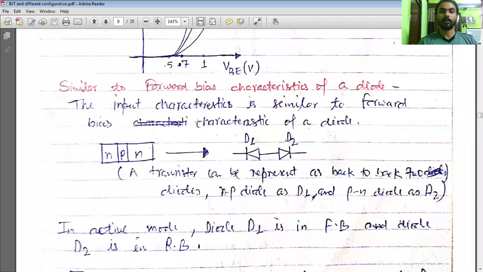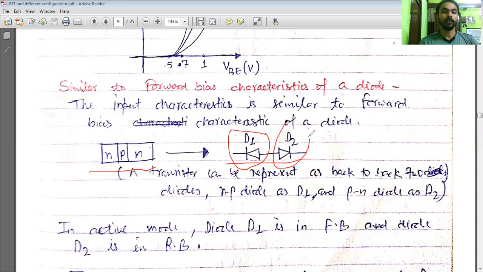So this I have explained here. This is your transistor, which can be explained as two diodes. The first one is a diode D1, and the second one is a diode D2. Diode D1 is in the active mode. Remember, we are studying this in the active mode, so in active mode, diode D1 is forward biased and diode D2 is reverse biased.